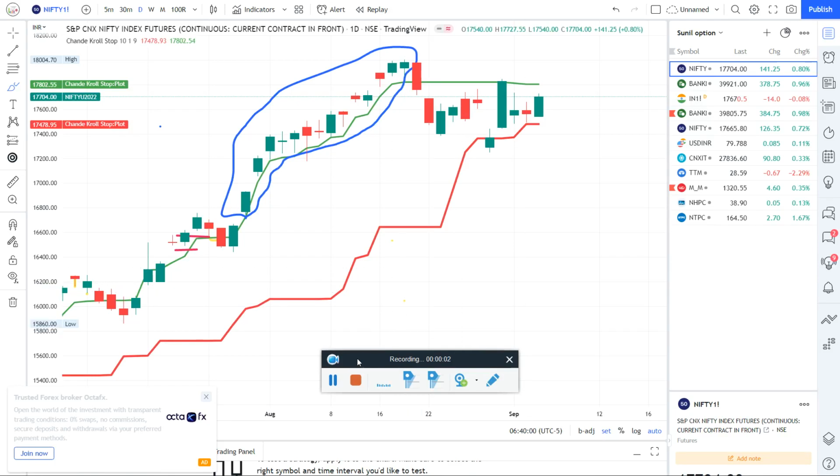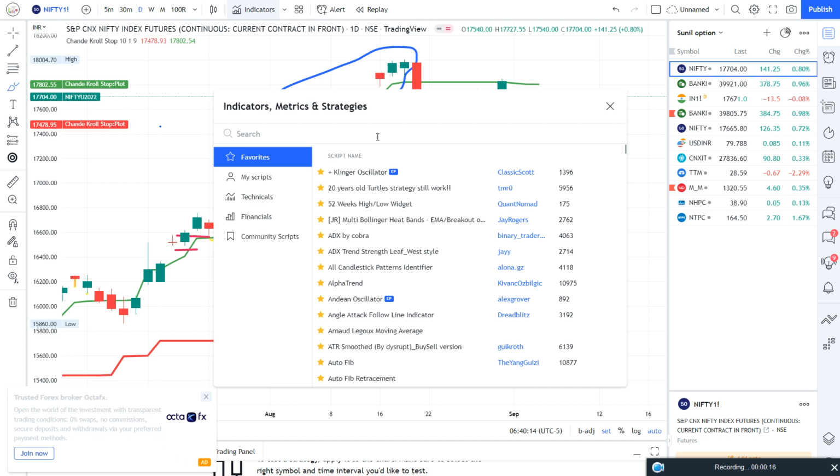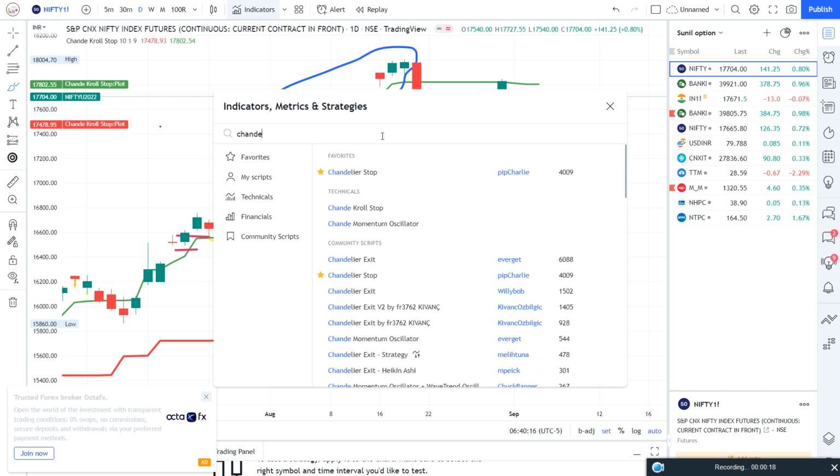Hi everyone, today we are going to learn about the Chande cross top. This is a very amazing indicator. You can catch the smooth movement, you can define the sideways movements. So here just follow my steps. Video will be in Hindi and English. Just click on the indicator and now just follow my steps.